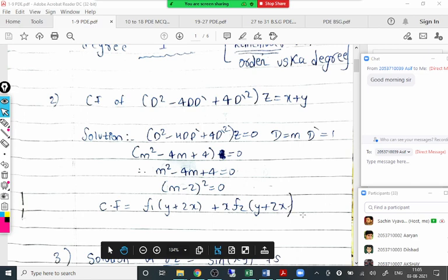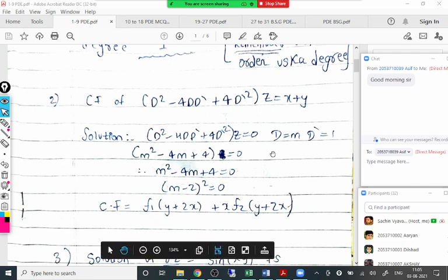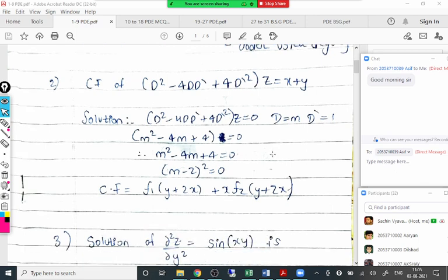Getting the roots of quadratic and cubic equations is very important for you, because not only in PDE, we have already seen that in LDE also we require the roots of quadratic and cubic equations. And once we get the roots, depending on the situation, we can write the complementary function.